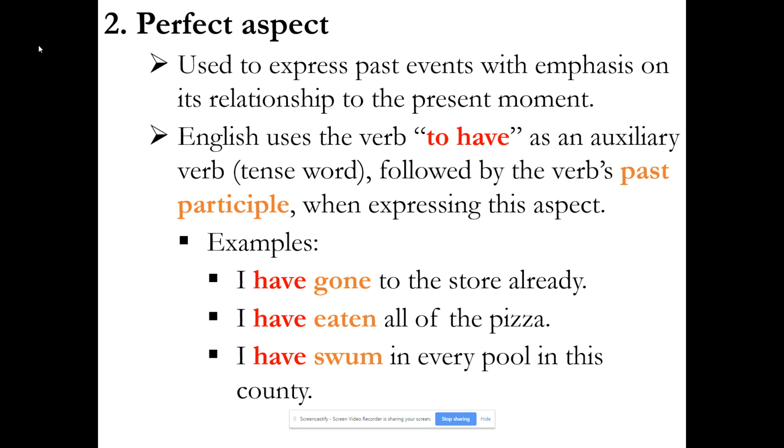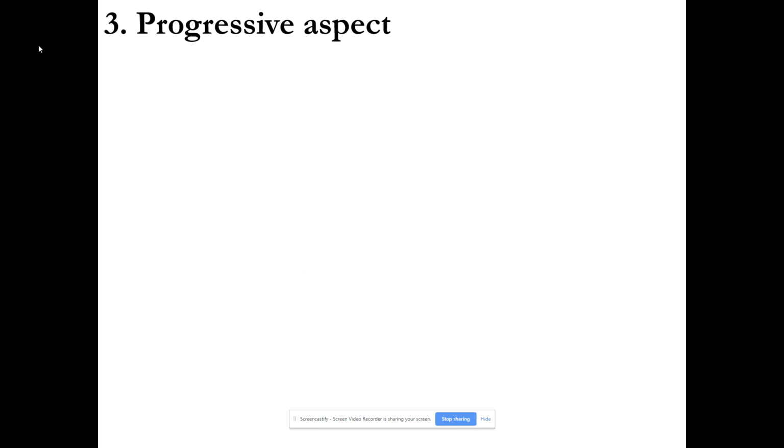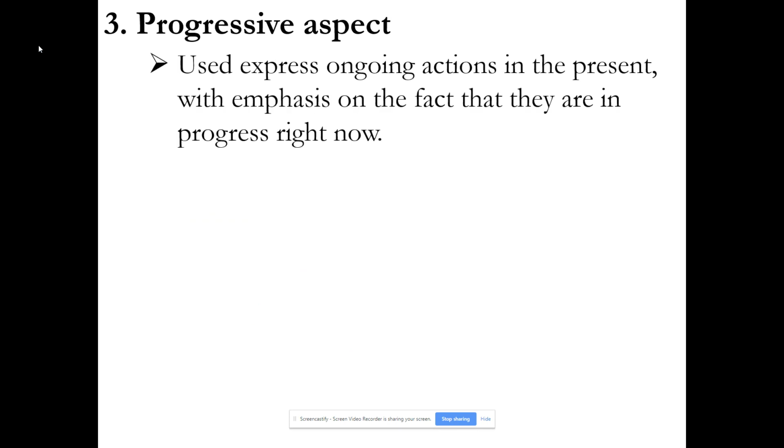So, right, with respect to right now, I have gone to the store, right? Going to the store is something that happened in the past, right? But this is expressing that it's relevant right now that I went to the store in the past, right? So there's an acknowledgement of the present and also of an event that happened in the past, and that indicates the perfect aspect.